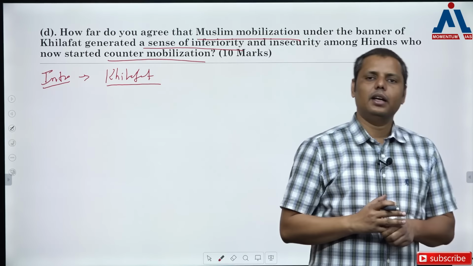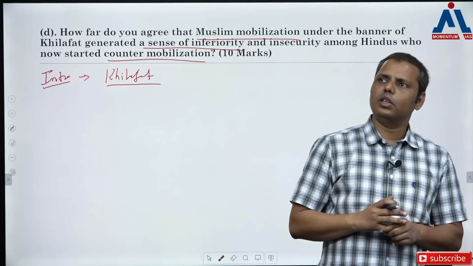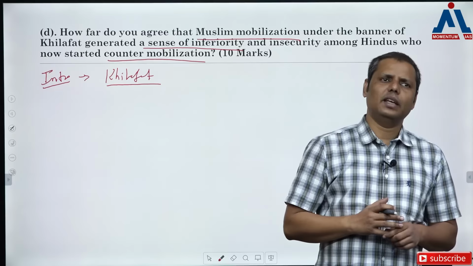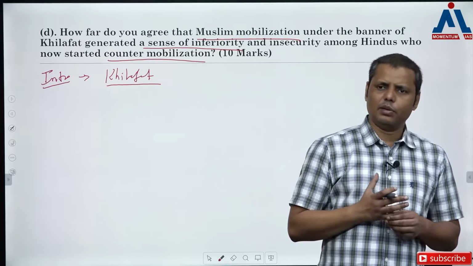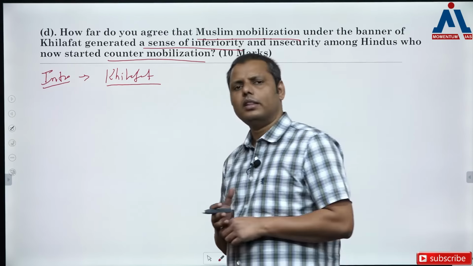Whatever was happening in Turkey, that is true. Most of the Muslims, we can say the majority of the Muslims, were really disturbed by this. But probably it was not the main target.